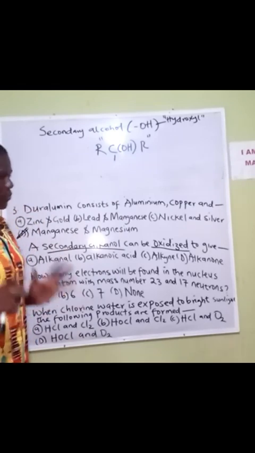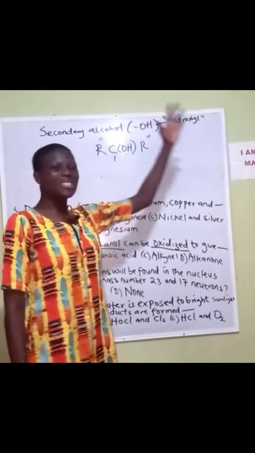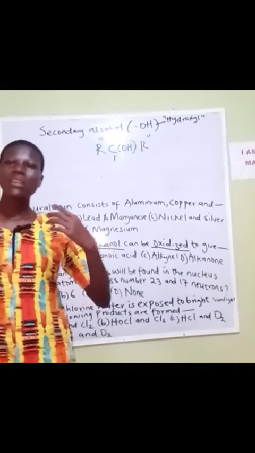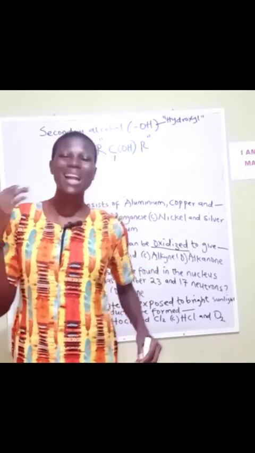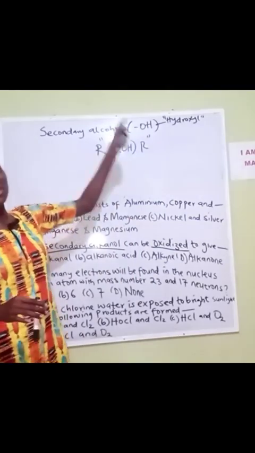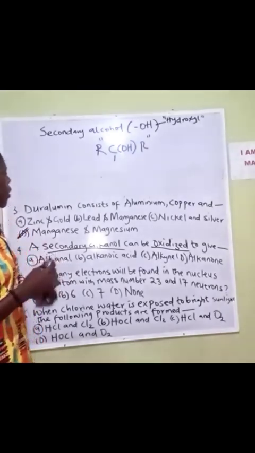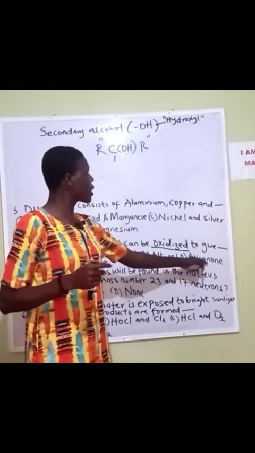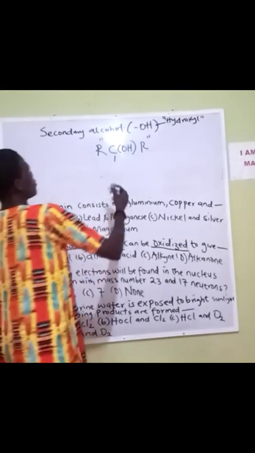Okay, now when secondary alcohol is oxidized, as if oxygen is added to it, it now forms what we call the carbonyl group. When oxygen is attached to it, it forms what we call the alkanones. By so doing it becomes oxidized.